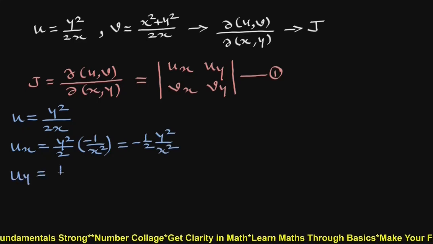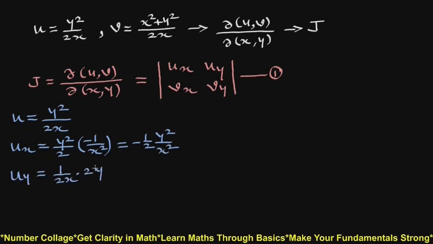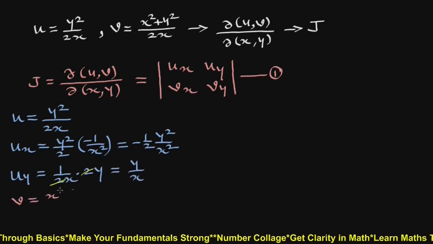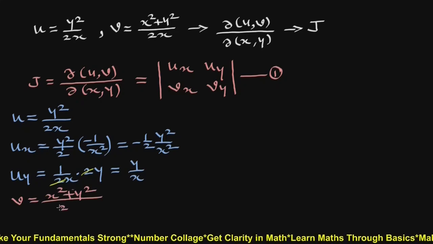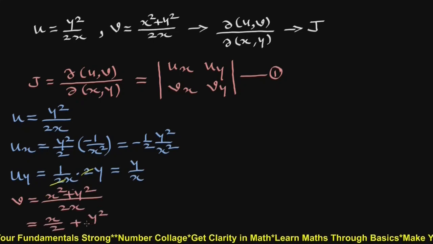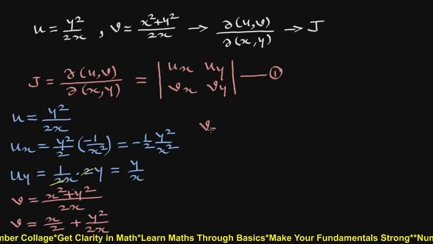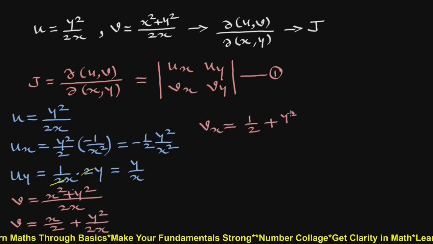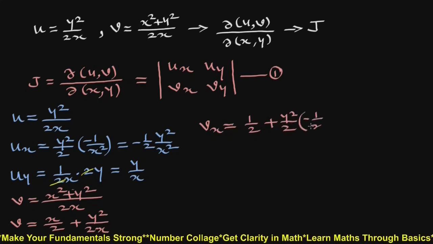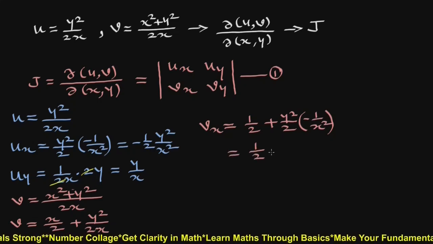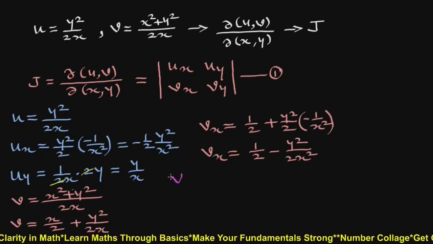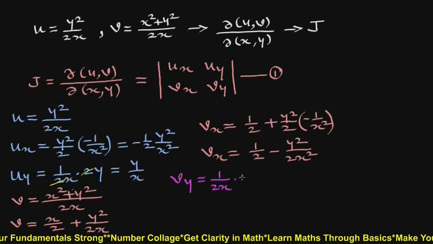Uy will be 1 upon 2x into 2y, which is y upon x. Next, v equals (x square plus y square) upon 2x, which equals x upon 2 plus y square upon 2x. So vx will be half plus y square upon 2 into derivative of 1 upon x, minus 1 upon x square, which is half minus y square upon 2x square.